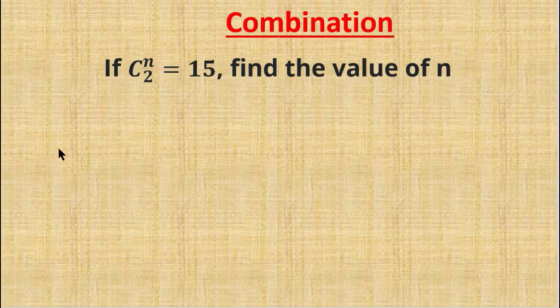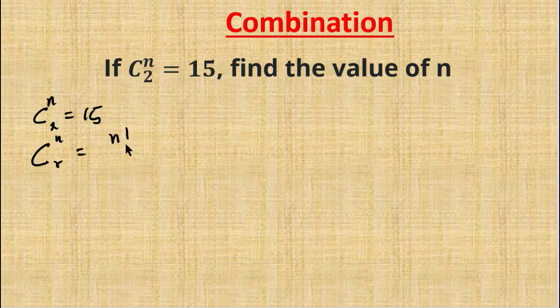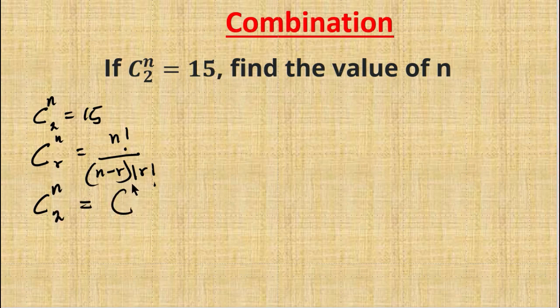We have this question on combination. I know you'll be glad to see how I'll solve this question. Question says the combination of C and 2 equals 15. We know that combination of n to r is given as n factorial over n minus r factorial into r factorial.